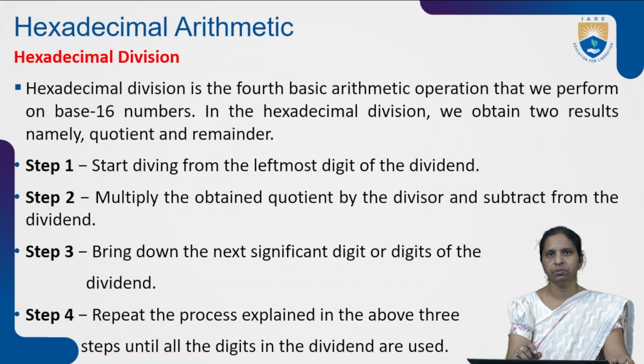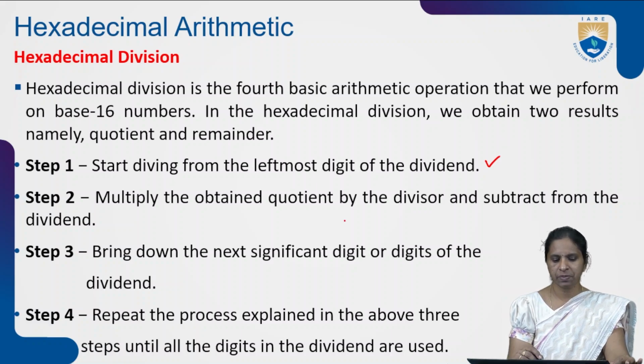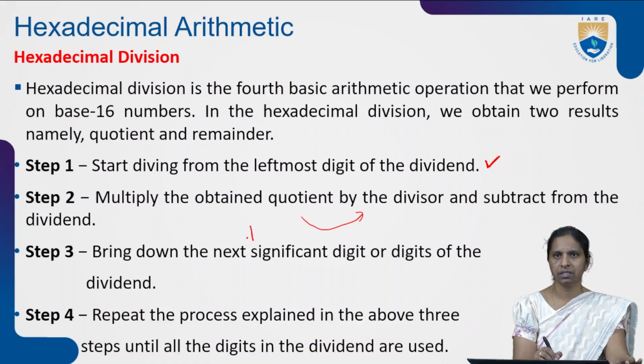And similarly, you can perform the division operation on hexadecimal numbers also. The division operation is performed the same way as in the decimal number system. What are the steps here? First, you start the division from the leftmost digit of the dividend. After that, multiply the obtained quotient by the divisor and then subtract from the dividend. And bring down the next significant digit until all the digits of the dividend have been used.